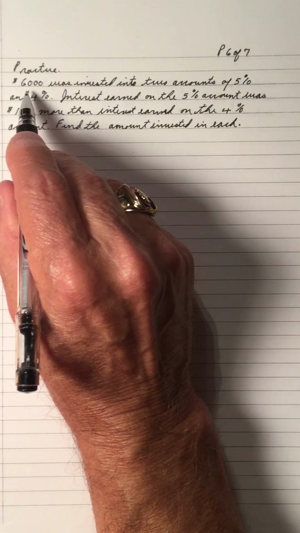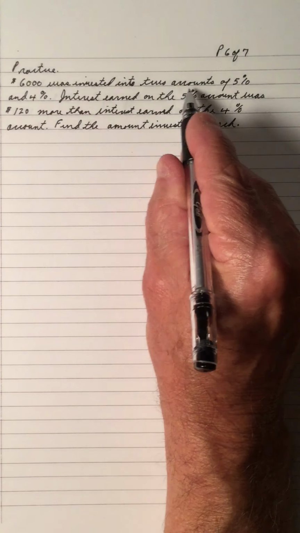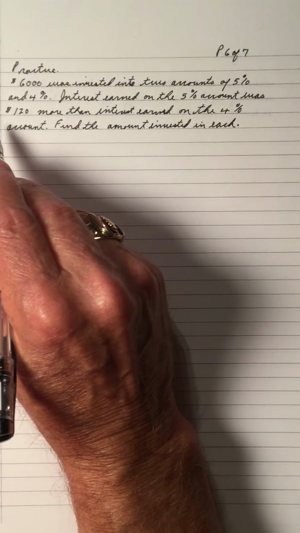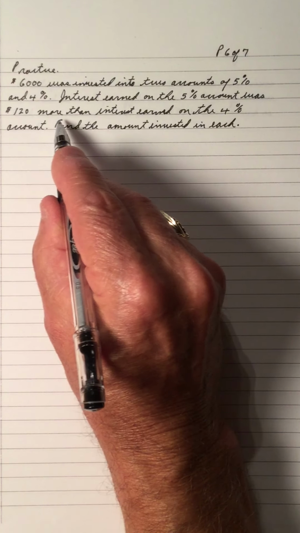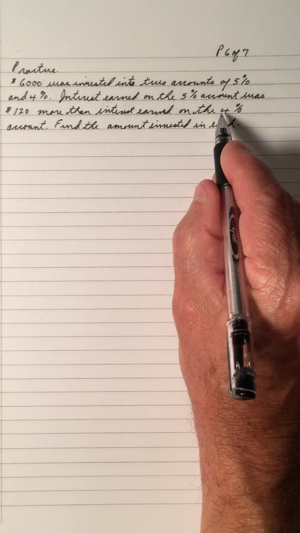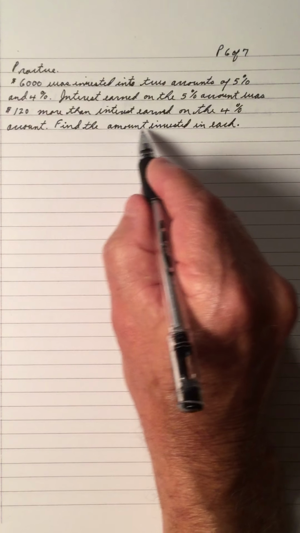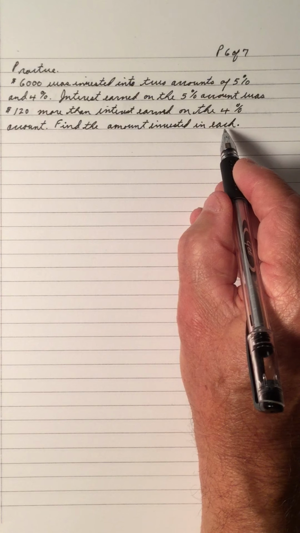But practice again. We have another problem. Let's read over this one and set it up. And practice means pause your video, work this out, and then play it back to see if you're right. Very important to work it out first to see if you're doing okay. Or just follow along. $6,000 was invested into 2 accounts at 5% and 4%. Interest earned on the 5% was $120 more than the interest earned on the 4% account. Find the amount invested in each.